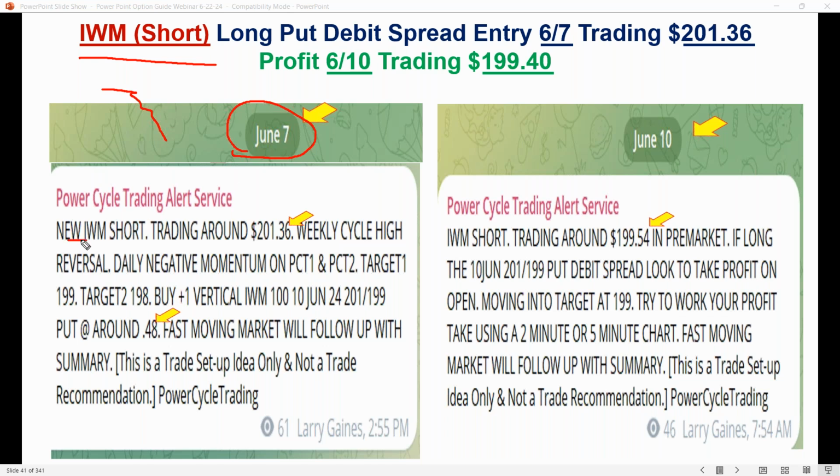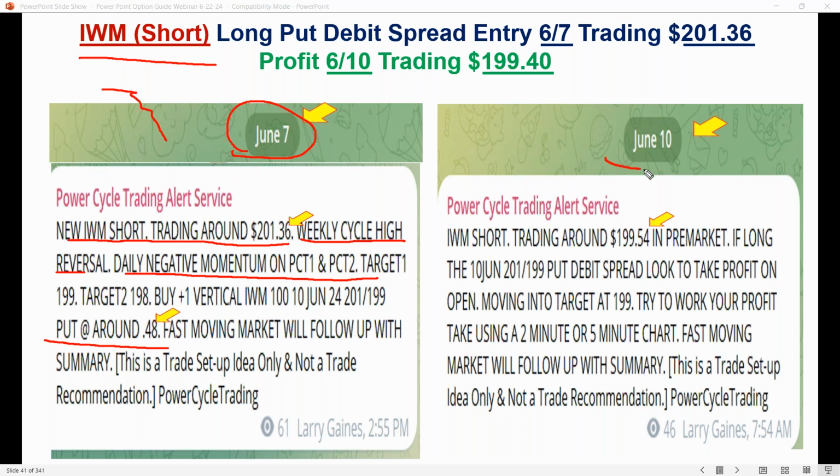So the trade says new IWM short. At that time, when I sent the trade out, it was trading at 201.36. We were looking for what I call a cycle high reversal pattern, daily negative momentum on our momentum indicator. So it looked like things were setting up for a move lower, but we wanted to keep the risk low. So here's the risk: 48 cents was the risk on the debit spread, or $48 per spread.